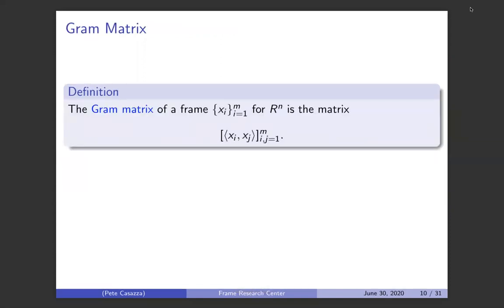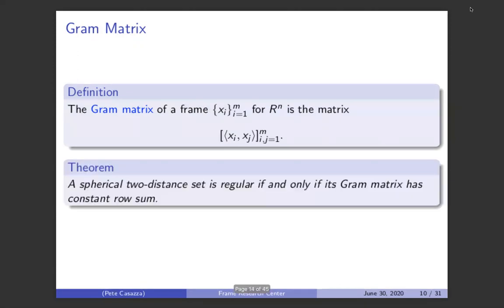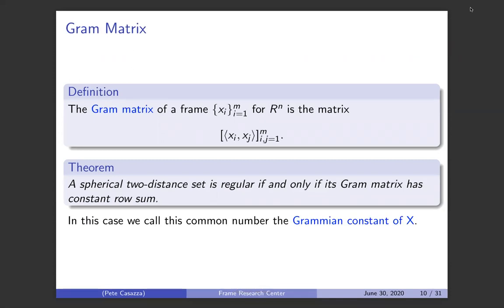The Gram matrix of a frame is, of course, the matrix ⟨x_i, x_j⟩, taken over all i and j going from 1 to m. And a spherical two-distance set is regular if and only if its Gram matrix has constant row sum. So this is kind of a simple way to check if a two-distance set is regular. Just write out its Gram matrix and look at the row sums. In this case, we'll call this common number the Gramian constant of X.